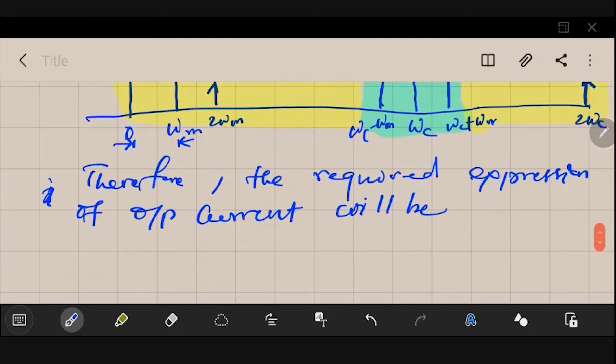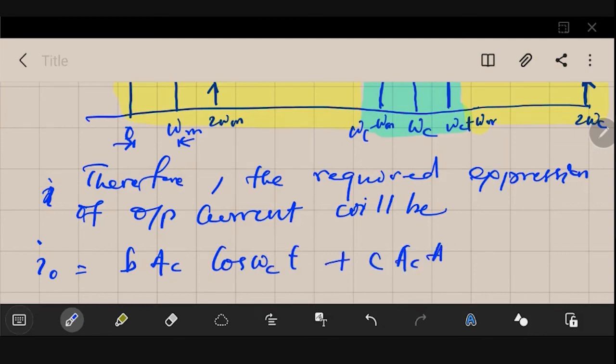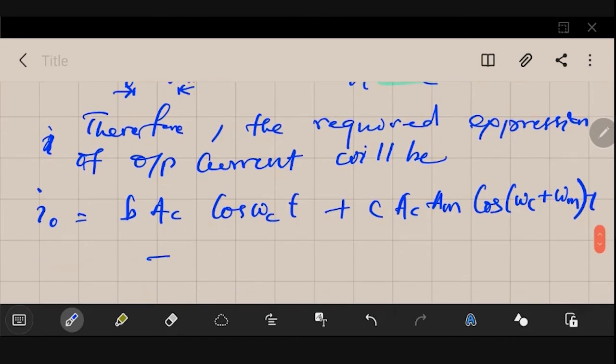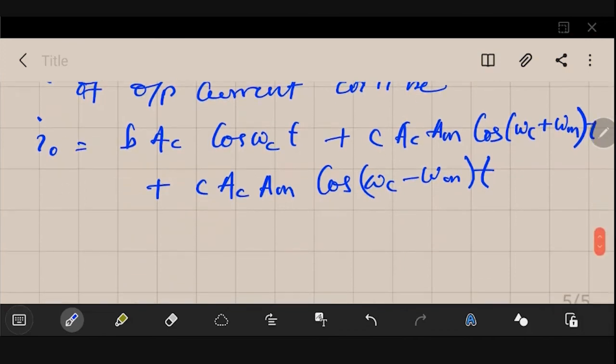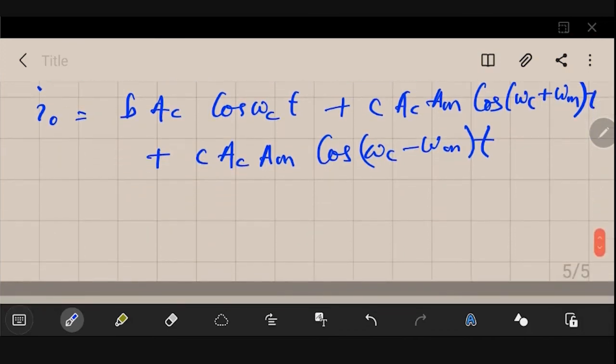I_0 is equal to, first, that component number 2, which is your B A_C cos omega_C t, plus C A_C A_M, this is your component number 5, C A_C A_M cos (omega_C plus omega_M) t, and then component number 6, which is C A_C A_M cos (omega_C minus omega_M) t. So these are the different components that will survive that particular filter.